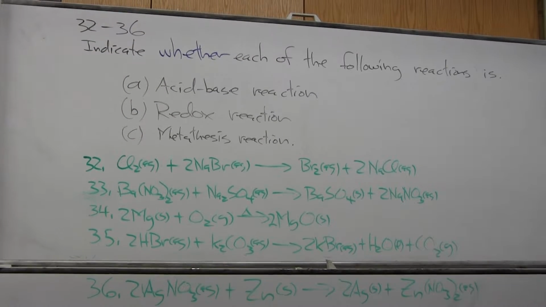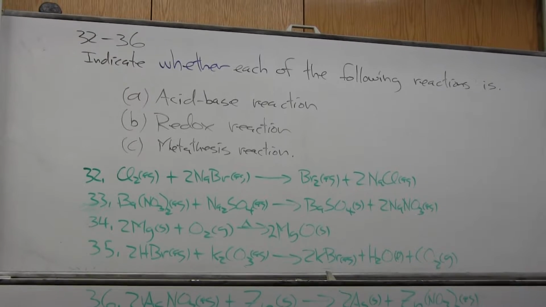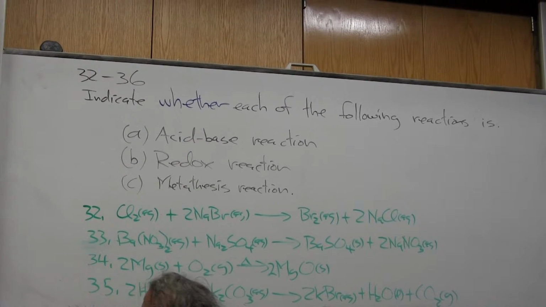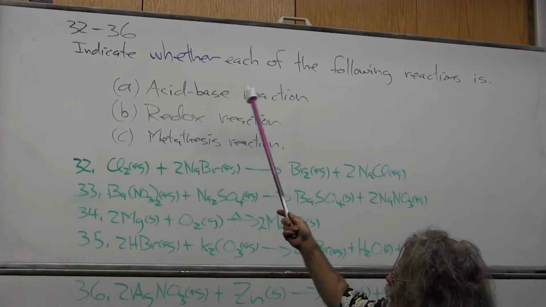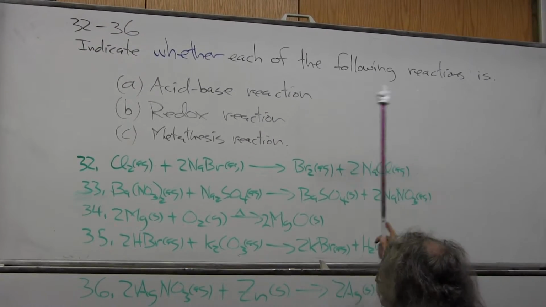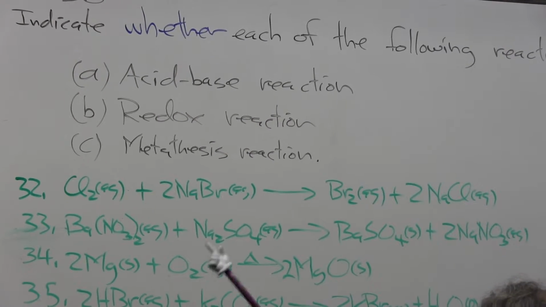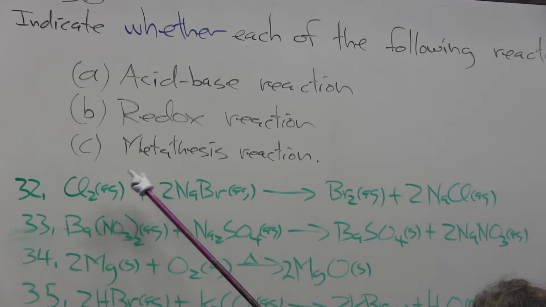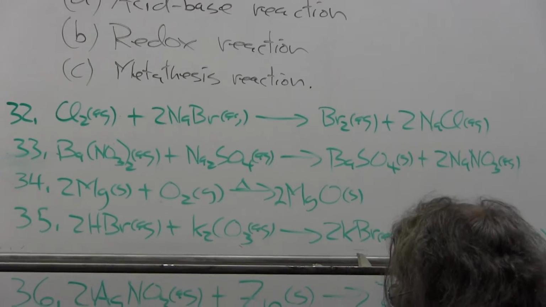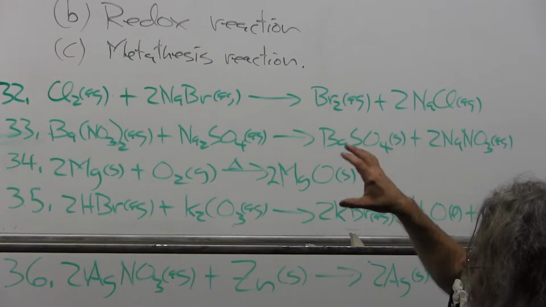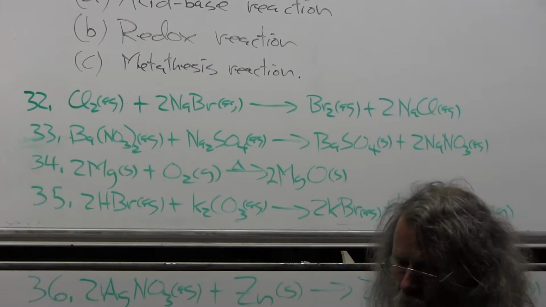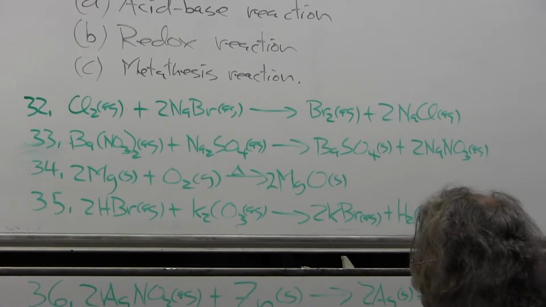This is for problems 32 through 36 on practice midterm 2. The question is, indicate whether, and I misspelled whether on the test, so I tried to spell it correctly here. Hopefully I got it correct. Each of the following reactions is A, an acid-base reaction, B, a redox reaction, or C, a metathesis reaction. So we're testing your ability to recognize a reaction as to which one of these elementary categories it falls in. It's that simple. So the first reaction we have, number 32.